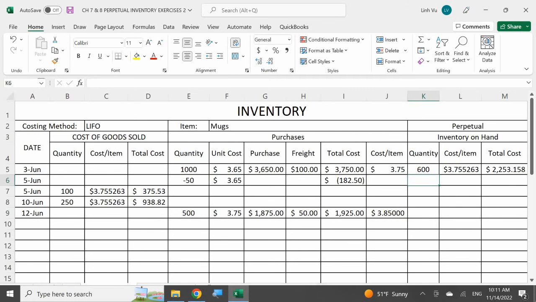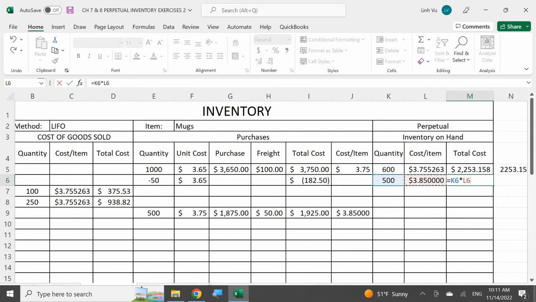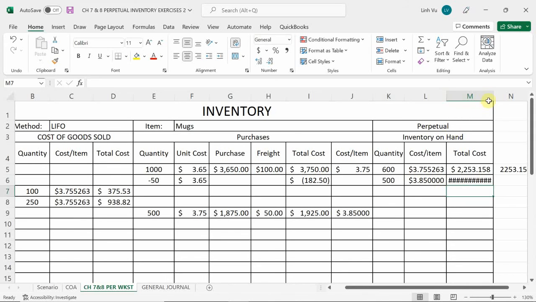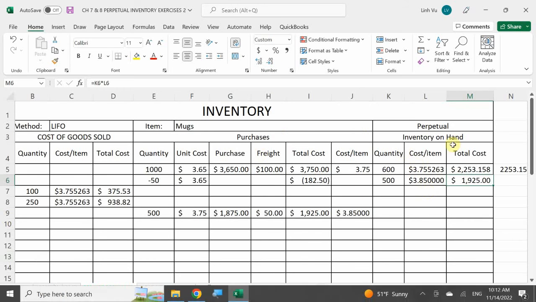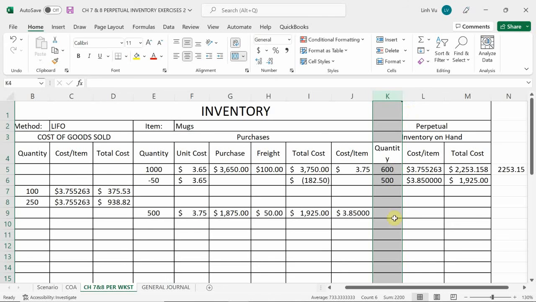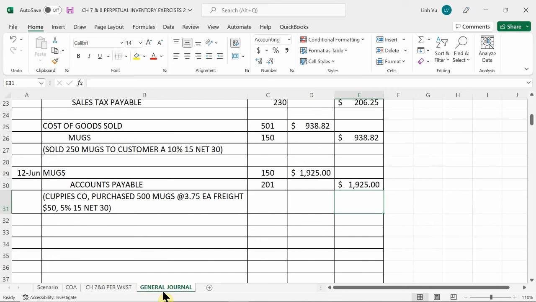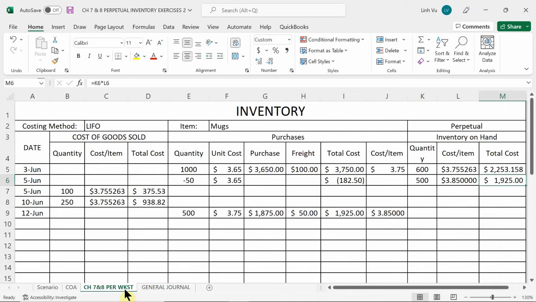And we could carry that into my inventory worksheet because I now have 500 units at $3.85 to get me my grand total of, okay, 1,920 units. Or $20, $25. Okay?